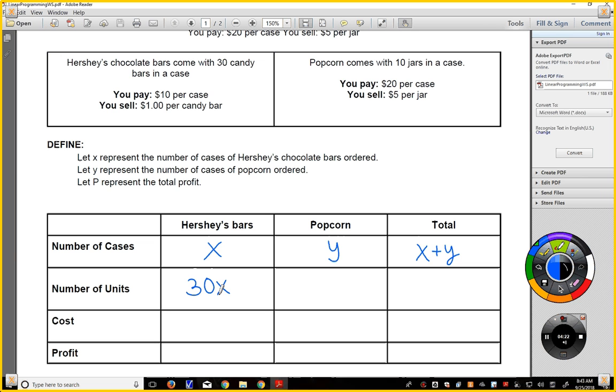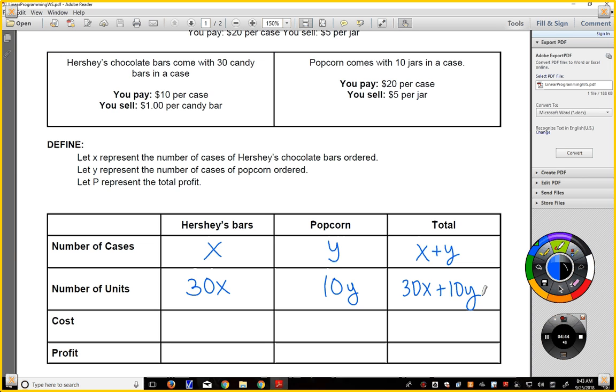What's that? 10Y. 10 jars come in a case, right? So since Y is our number of cases, we would do 10Y. And if we want to add up the total number of individual units of anything, we would be doing the calculation of 30X plus 10Y. Okay. All right, what about cost?